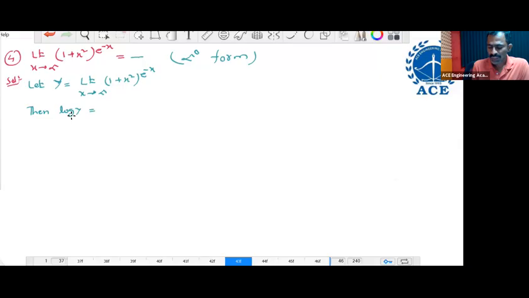In place of the base, I did not write anything. If I do not write anything in the place of the base, it is understood that the base is e, which means the natural log. In general, we should write ln, but instead of writing ln, I am writing log without mentioning the base. Whenever I write log y without a base, it is understood to mean ln y.